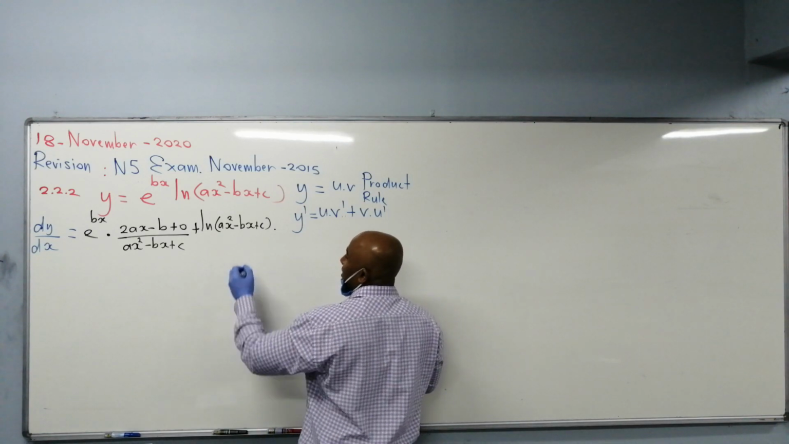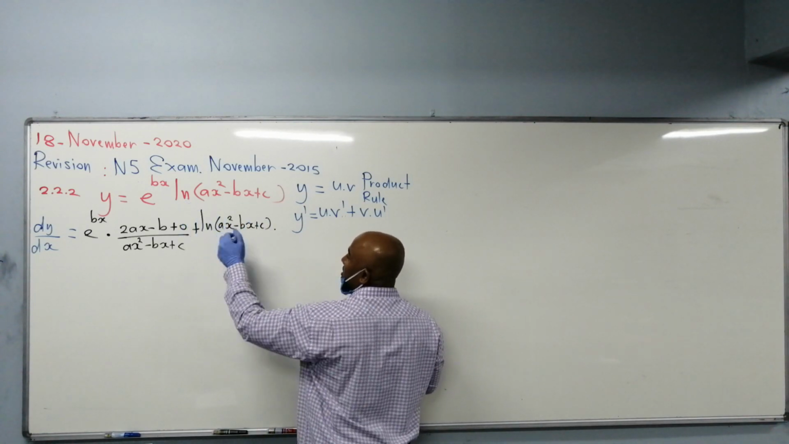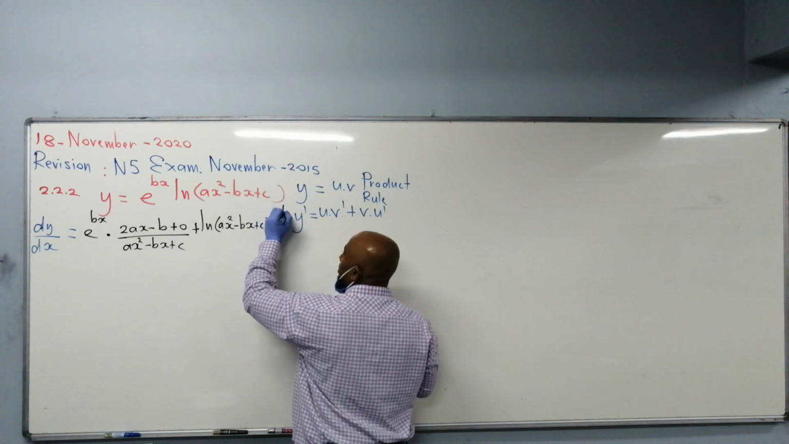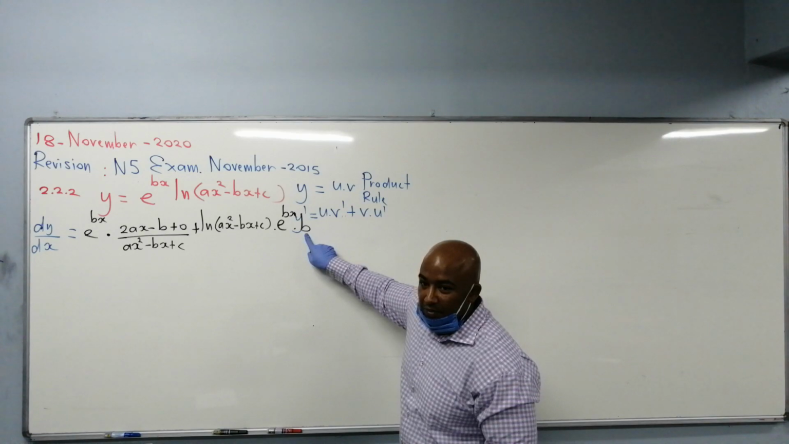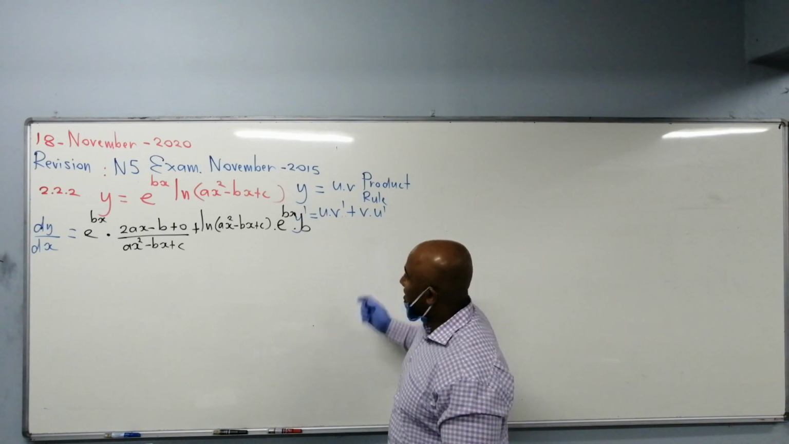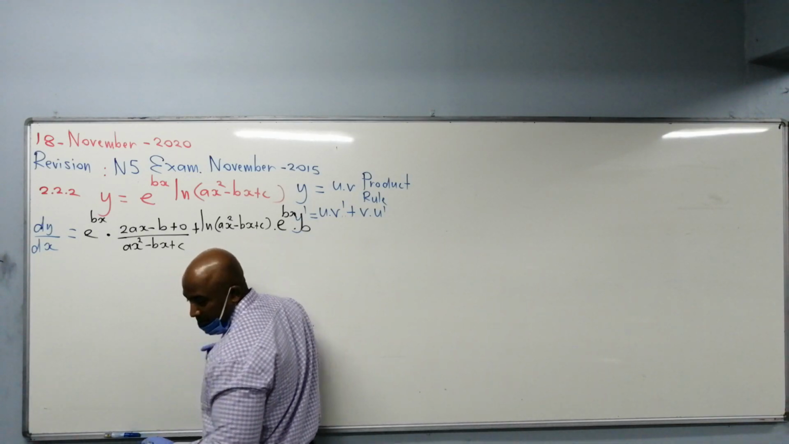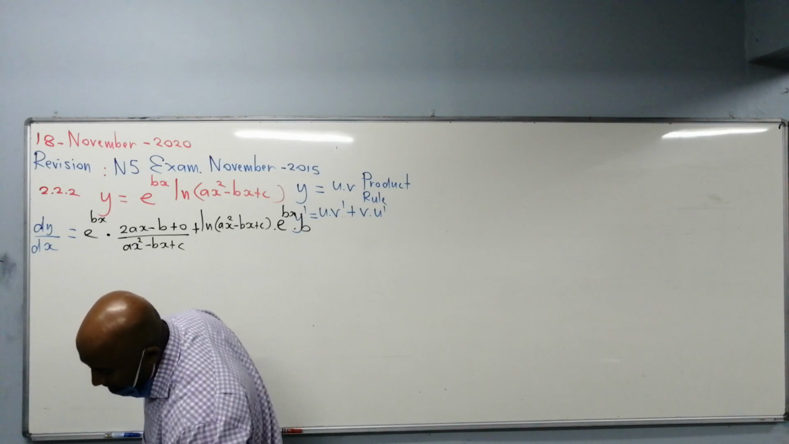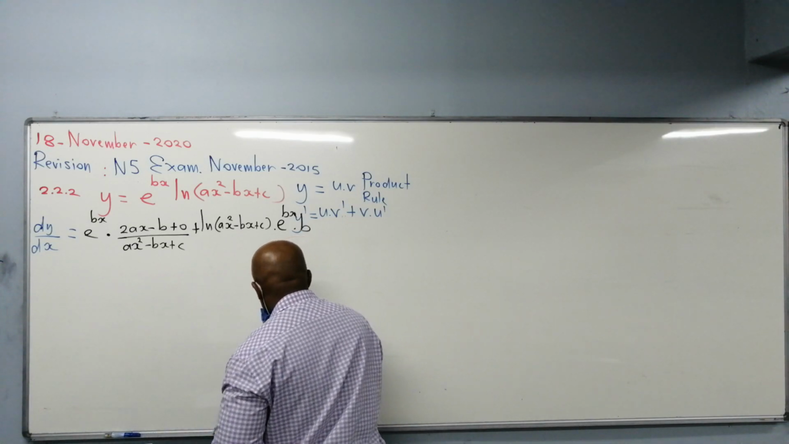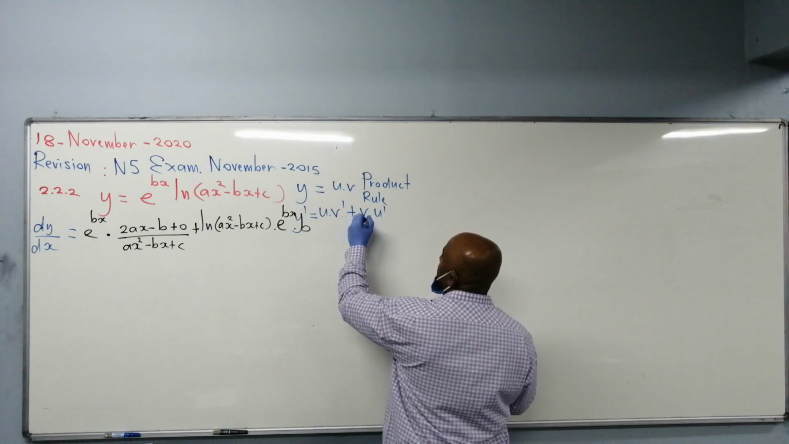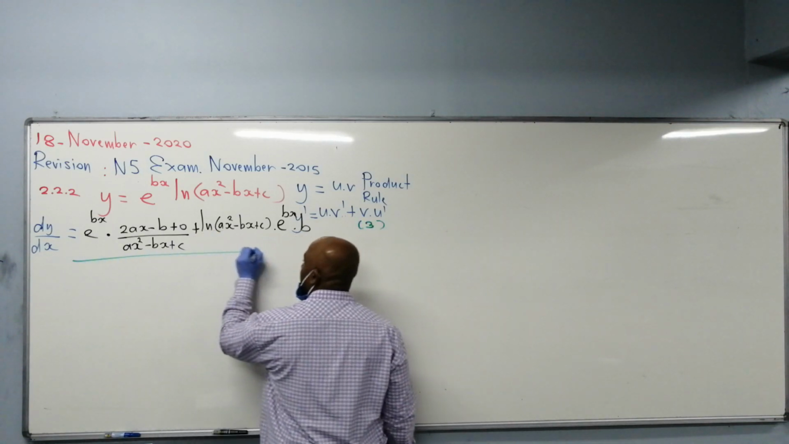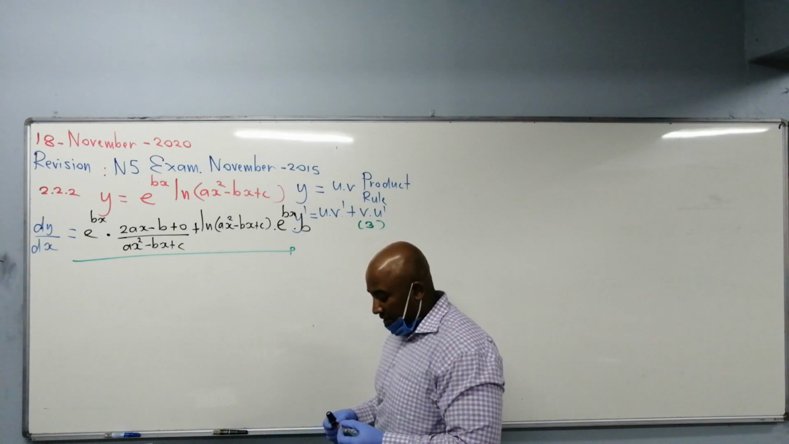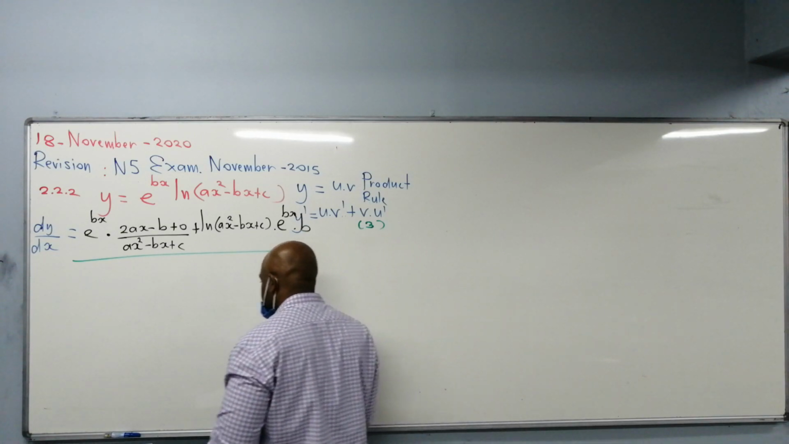So what is u prime? U prime is the derivative of e to the power bx, which is e to the power bx times the derivative of bx, which is b. Right, and that is it. How many marks was this one? This was the easy one. 3 marks. Right, so this here was 3 marks. Simplification not required. We leave it like this, as it is.